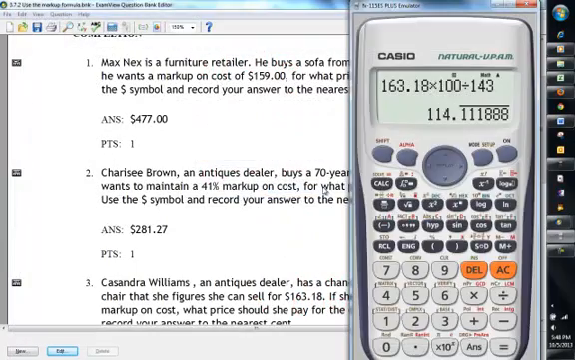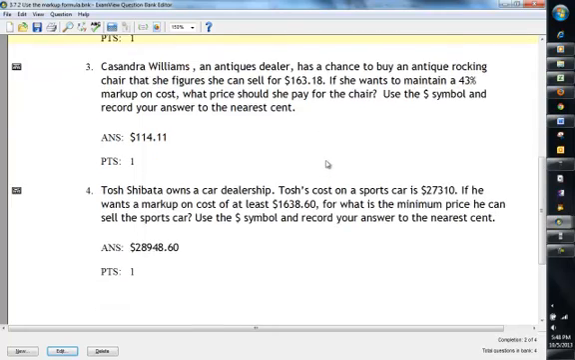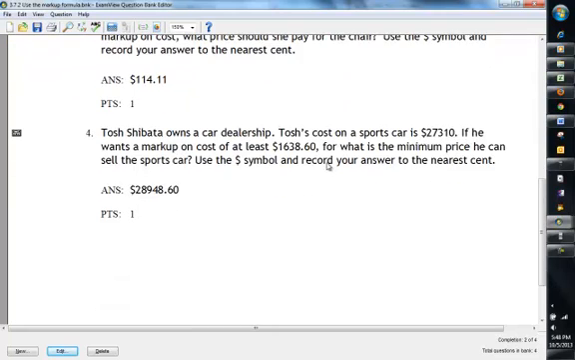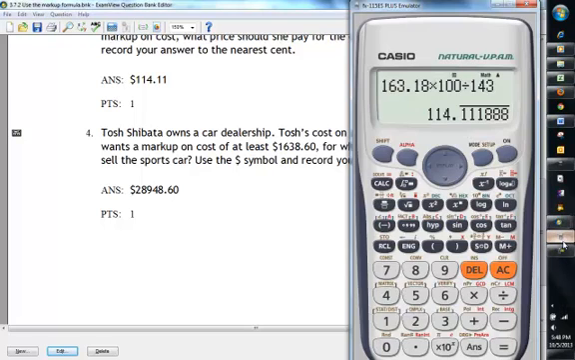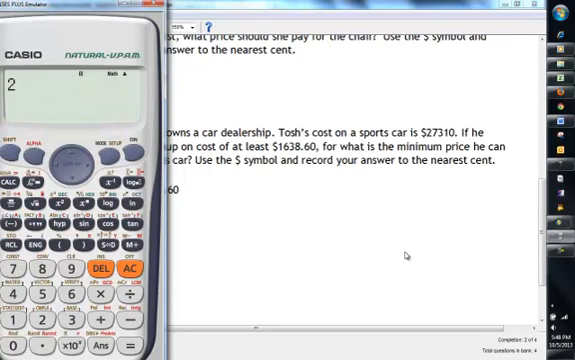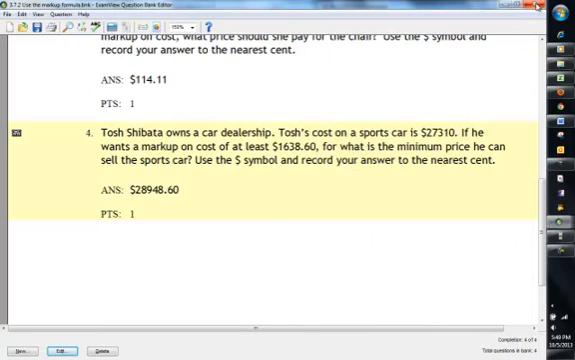Next, number 4, Toshishiba owns a car dealership. His cost on a sports car is $27,310. If he wants a markup of at least $1638, what is the minimum price that he needs to sell it for? So we would just add those two together. $27,310 plus 1638.60 gives us $28,948.60.